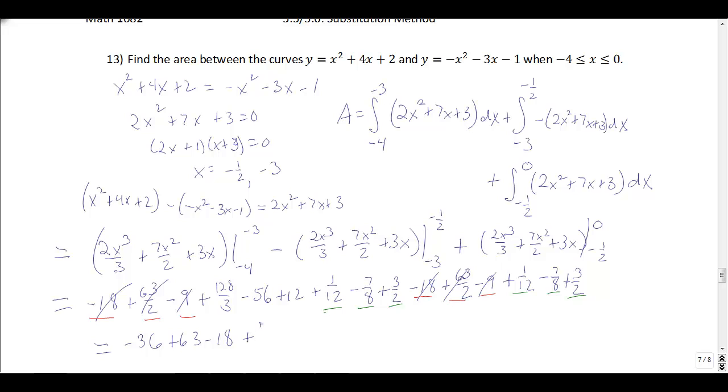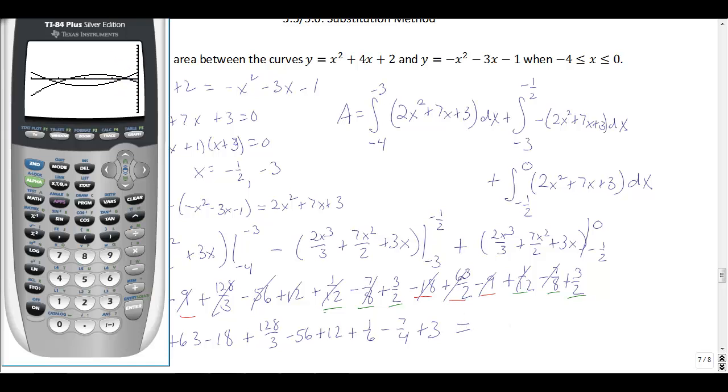I have a +128 over 3 minus 56 plus 12. Bang, bang, bang. 1/12 plus 1/12 will give me a 1/6. -7/8 twice will give me -7/4. 3/2 plus 3/2 gives me 3. And at this point, I'm going to decide that I don't really want to deal with the arithmetic. I'm going to just use my calculator.